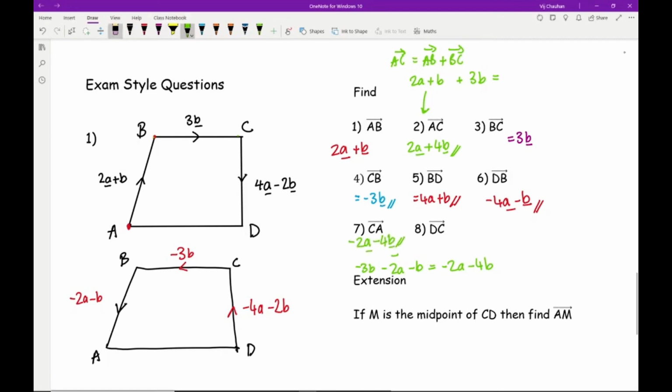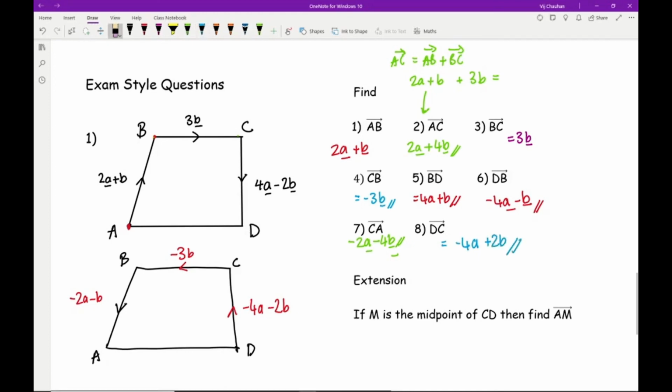Like so. And then finally for this question we've got D to C, which is going in the opposite direction, so this one is relatively easy. I'm going the opposite, so it's going to be minus 4A plus 2B, and there is my final answer there.